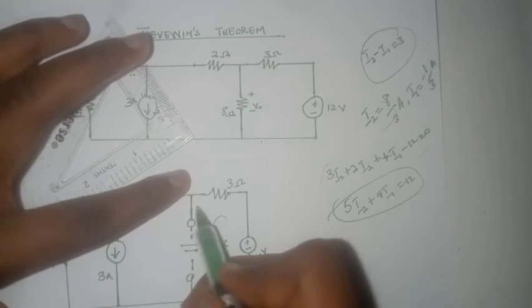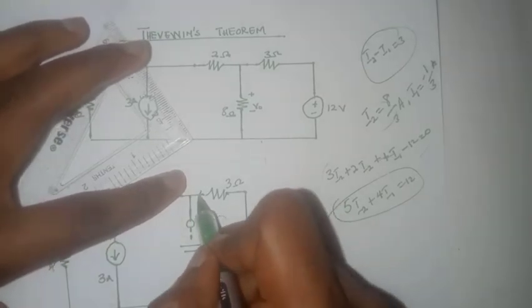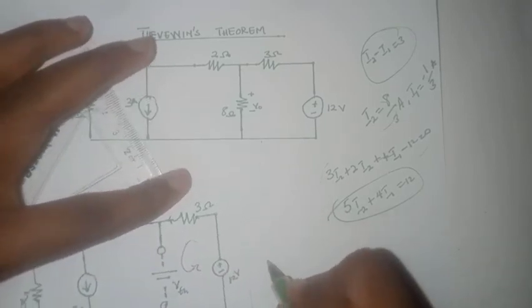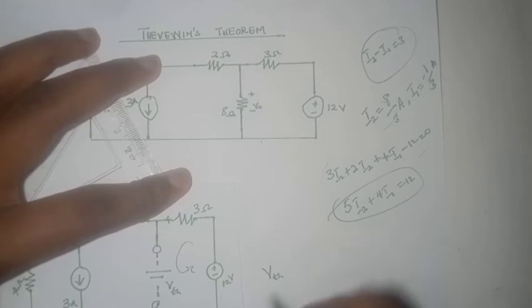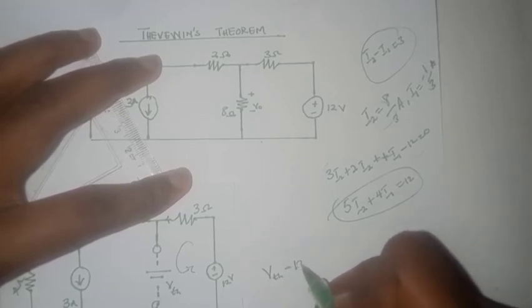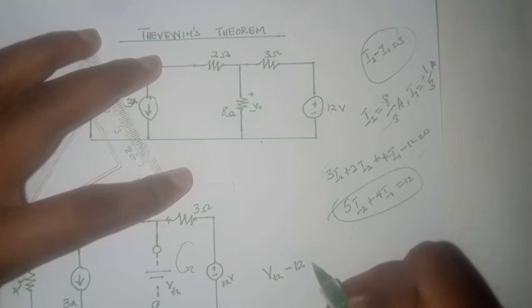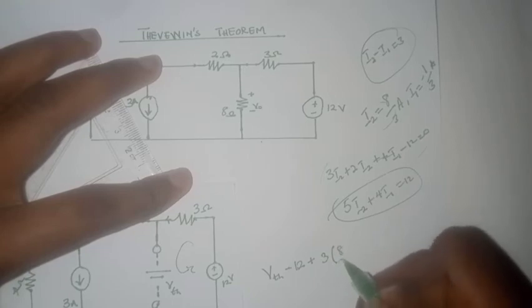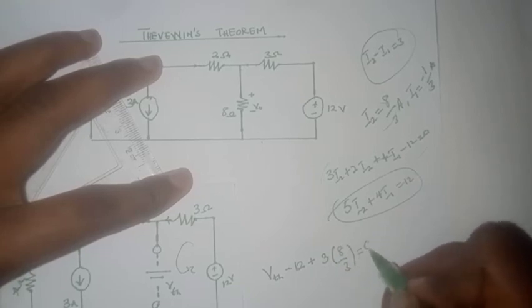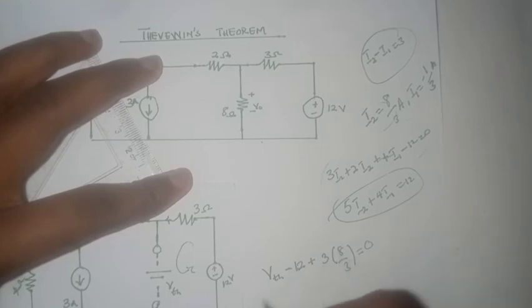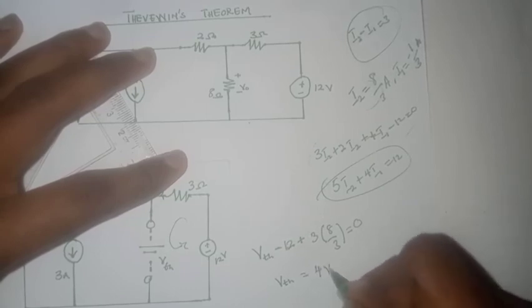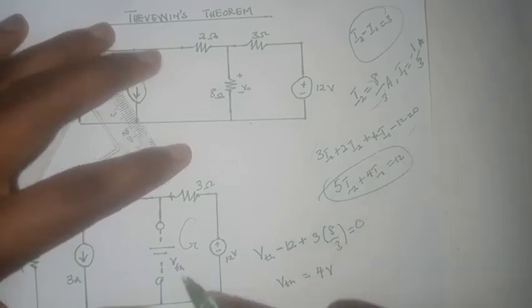Writing the KVL equation, the current flows in this direction. So we come like this, and we have VTH minus 12 plus 3 into 8 over 3 equals 0. If we expand this, we have VTH is equal to 4 volts. So we have the value of VTH.